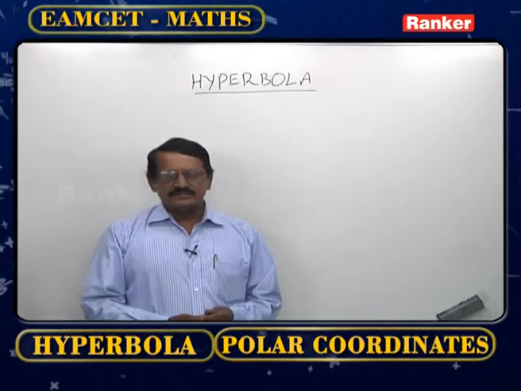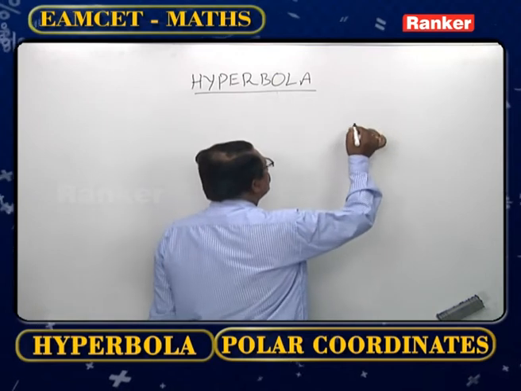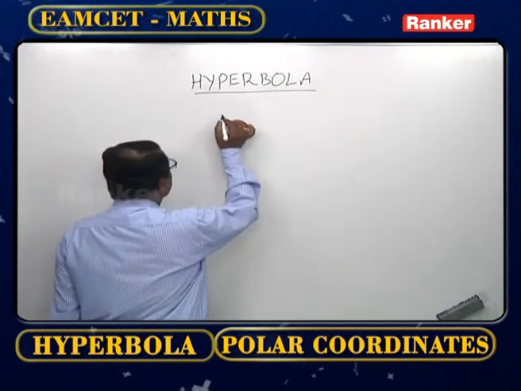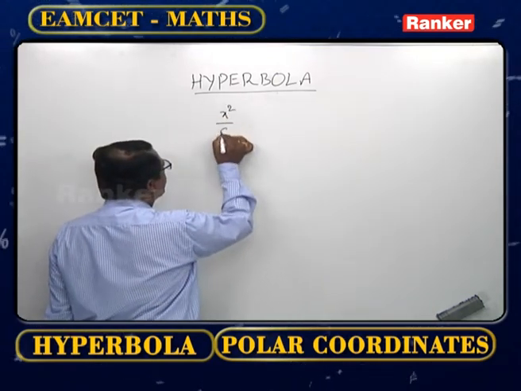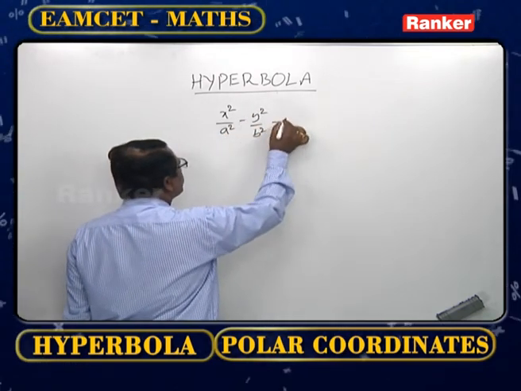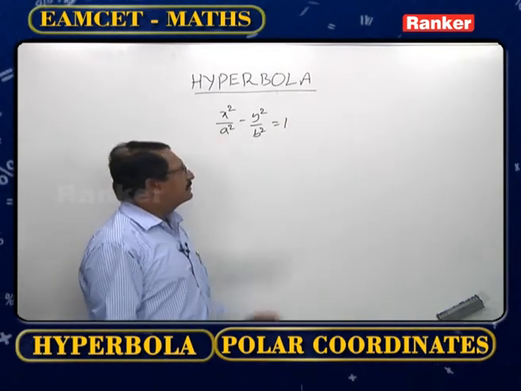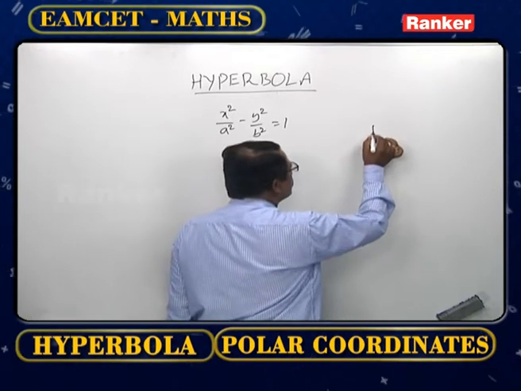Today we will discuss the hyperbola topic. Now, suppose the standard equation of the hyperbola is x square by a square minus y square by b square equals to 1.